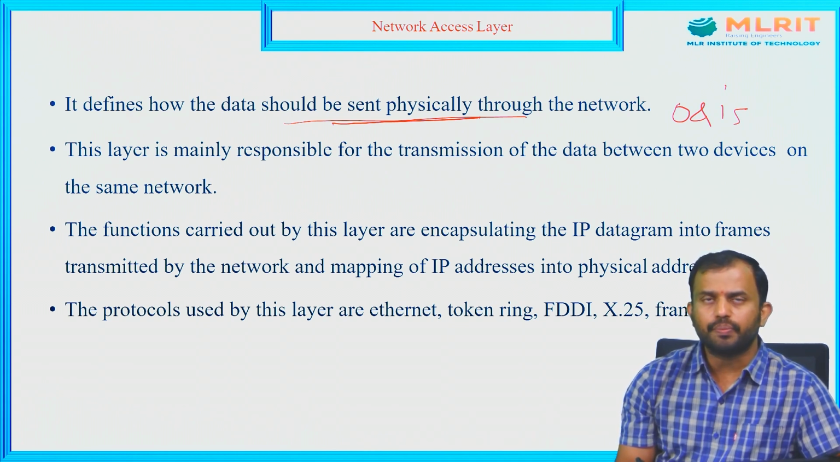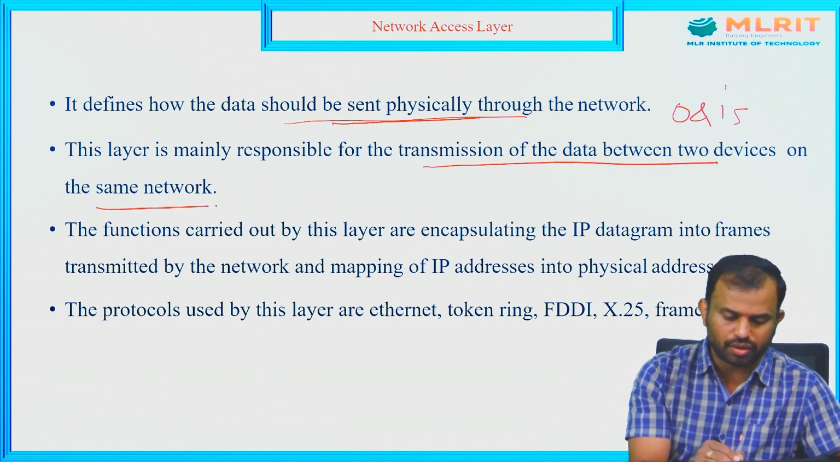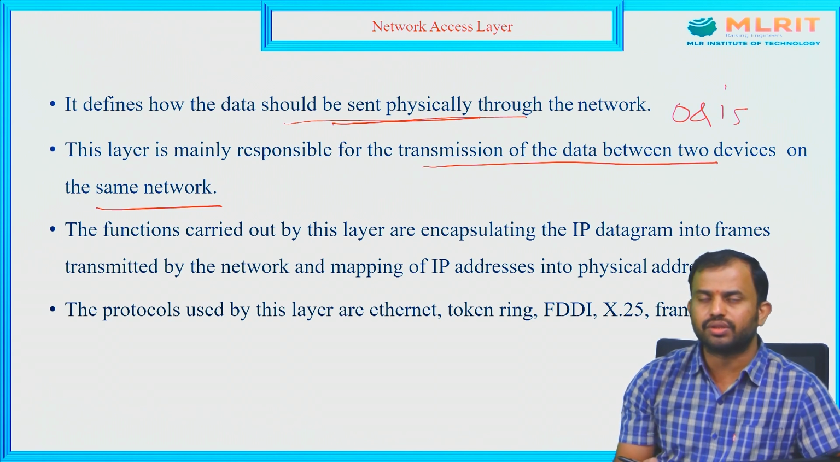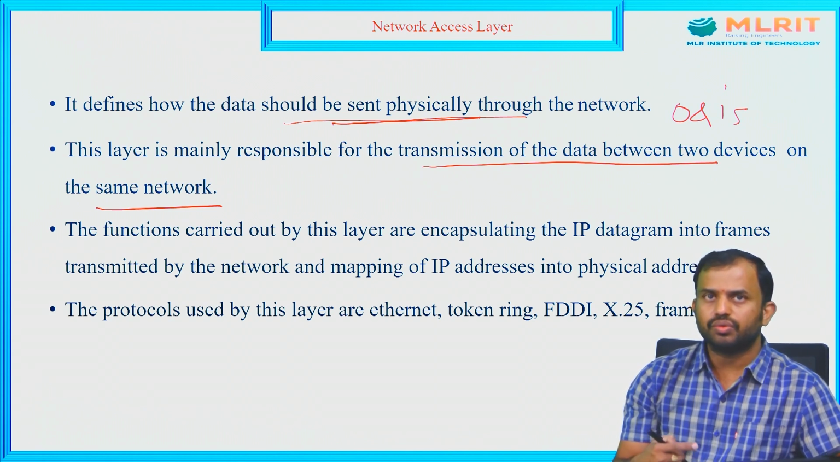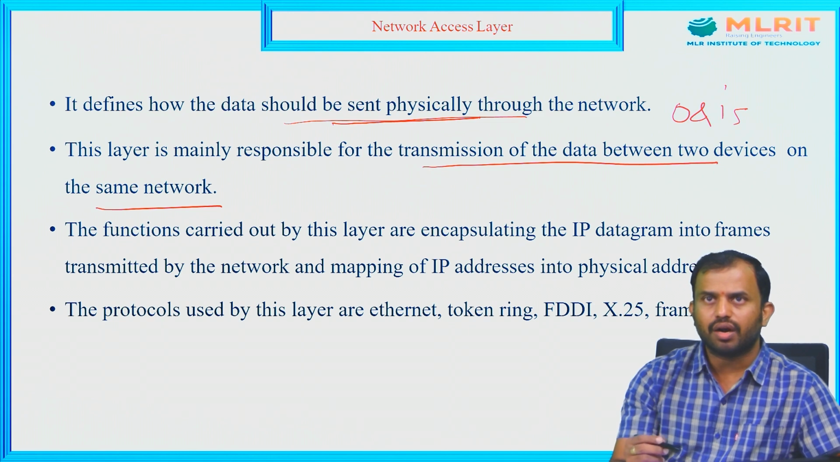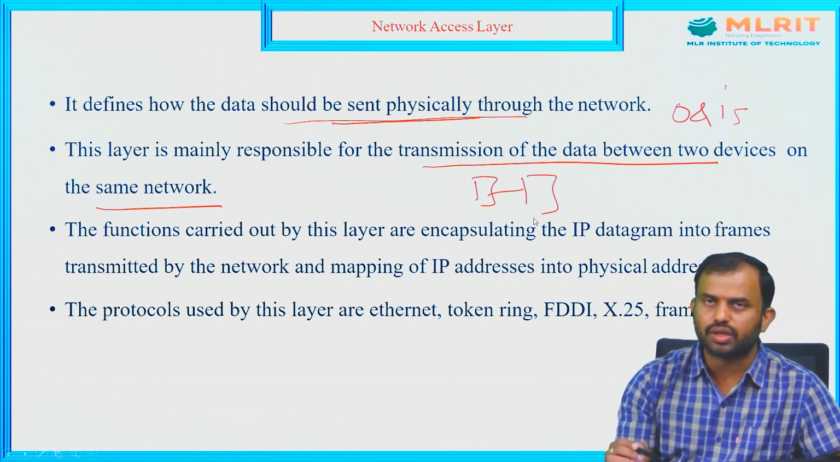Another important responsibility of this network layer is the transmission of data between two devices on the same network. The data must be present in the same network and on the two devices. For example, we're discussing one-to-one connections or one-to-many connections, where one source is there and n number of receivers are there. Similarly here, there must exist at least two devices. One is the source and the other is the destination.